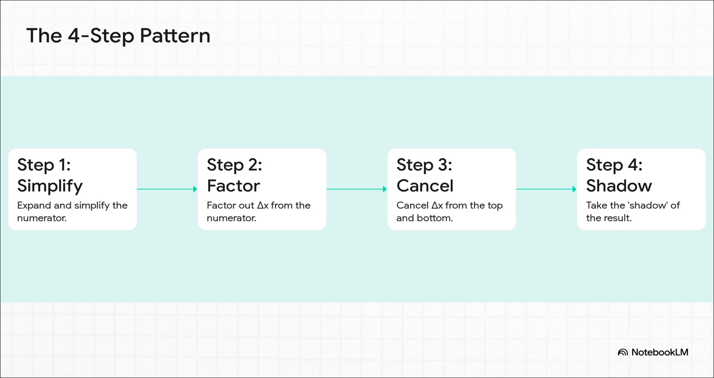It turns out there's this super reliable 4-step pattern that uses algebra you already know and are good at. Step 1, you expand and simplify the top. Step 2, you factor out a delta x from what's left in the numerator. Step 3, and this is the magic moment, you cancel the delta x from the top and the bottom. And finally, step 4, we take the shadow of what's left. That's just a cool way of asking, since delta x is basically 0, what real number is our expression infinitely close to? In reality, it's as easy as just plugging in 0 for any delta x that's still around.